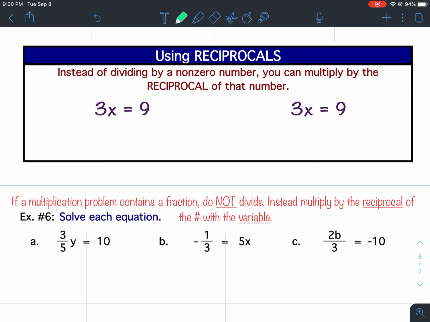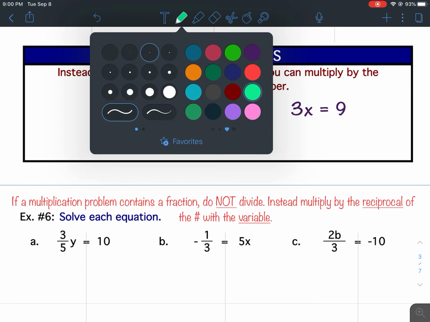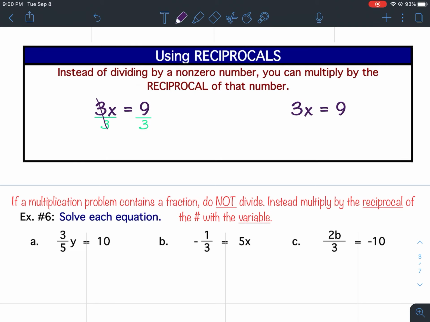Okay, so the traditional way, this is multiplication. The inverse operation to multiplication is division. So I'm going to divide both sides by 3. When I divide both sides by 3, the 3's cancel. Bring down the variable, the equal sign, and 9 divided by 3 is 3. So the solution to this equation is 3.